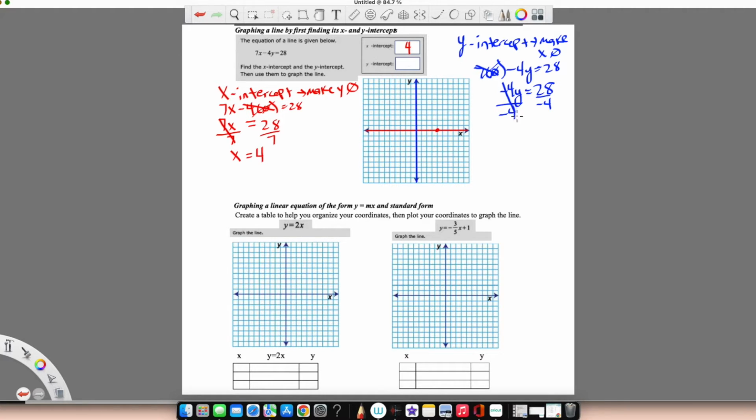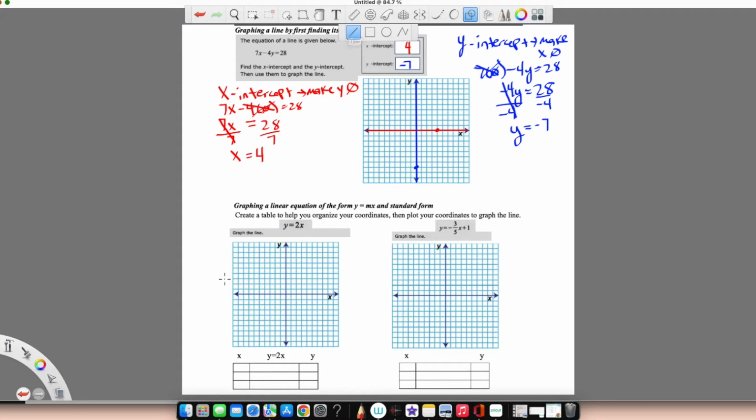Negative 4 divided by negative 4 cancels down to 1. Any number divided by itself is 1. So y equals 28 divided by negative 4 is going to be negative 7. So now I know that my y-intercept is negative 7. So I'm going to go down 1, 2, 3, 4, 5, 6, 7, put a dot, and now off to the side there's a line tool which will help you graph this.